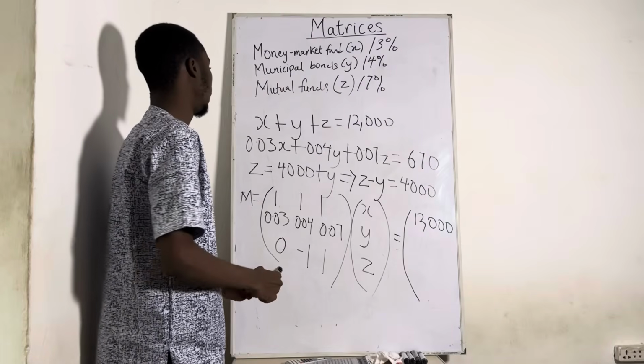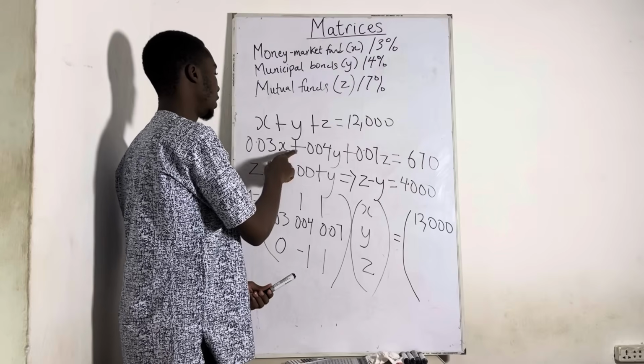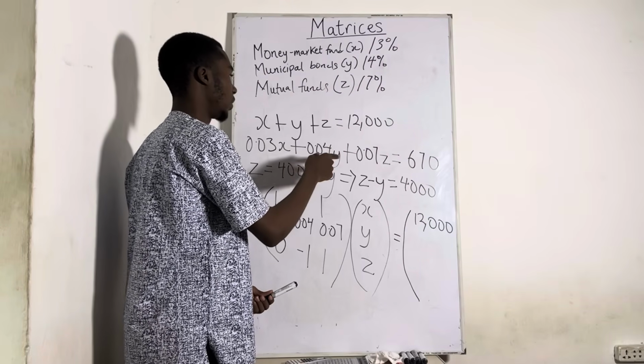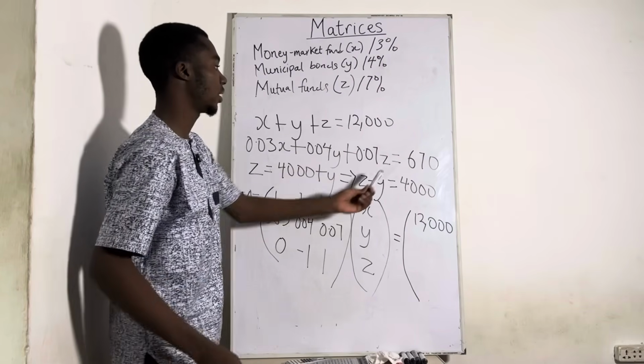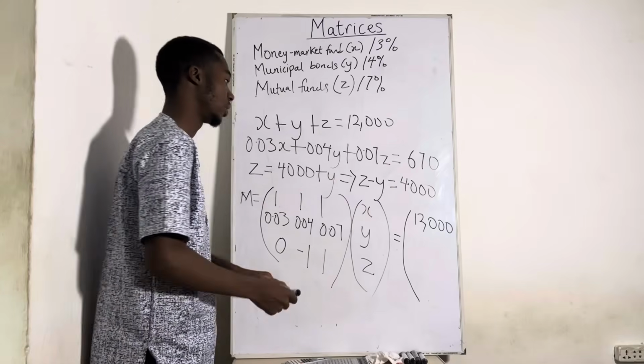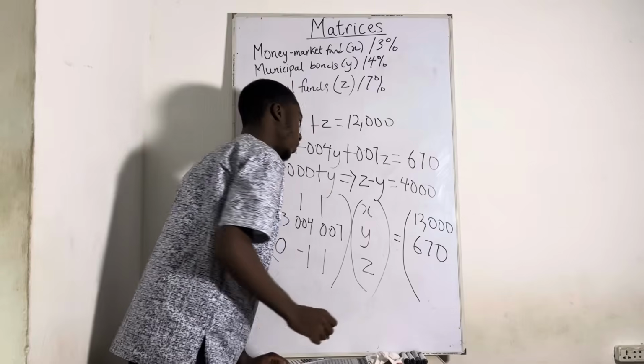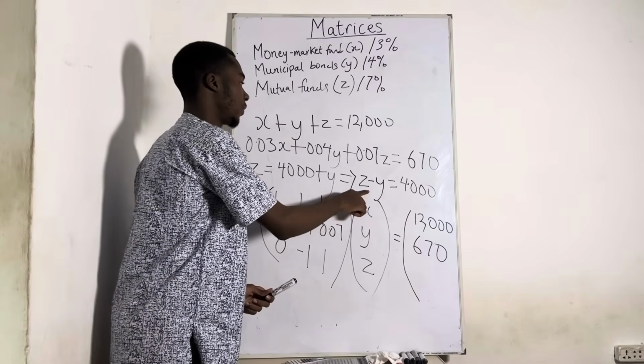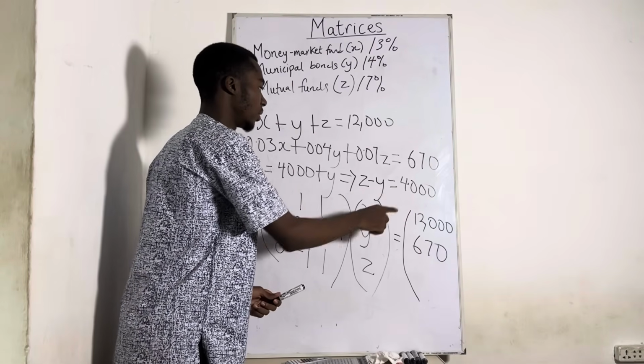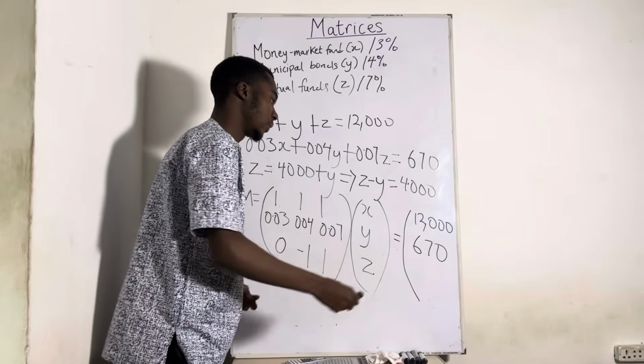Then for the second equation, which is 0.03x plus 0.04y plus 0.07z, the number after the equal to sign is 670. You get it? So here will be 670. Then for the last one, which is 7 minus y is equal to 4,000, the number after the equal to sign is 4,000.